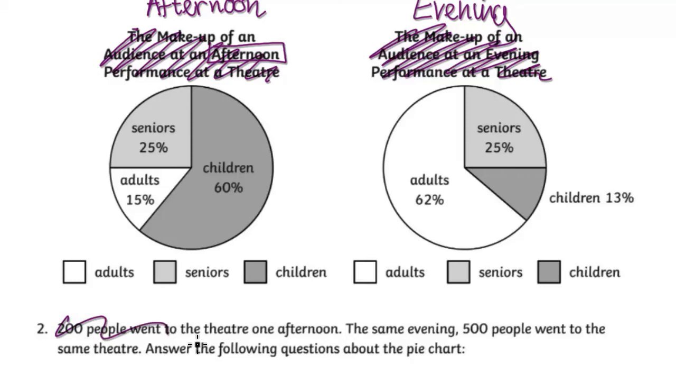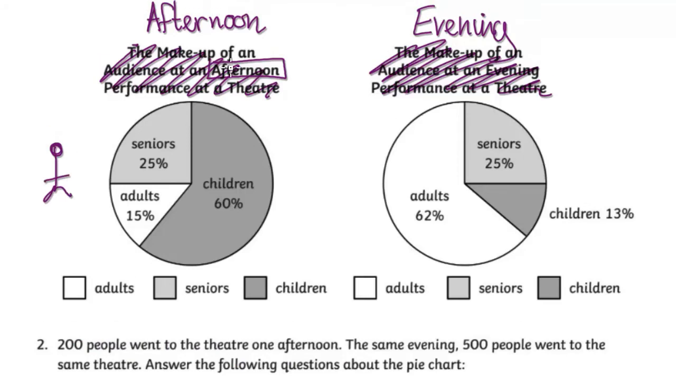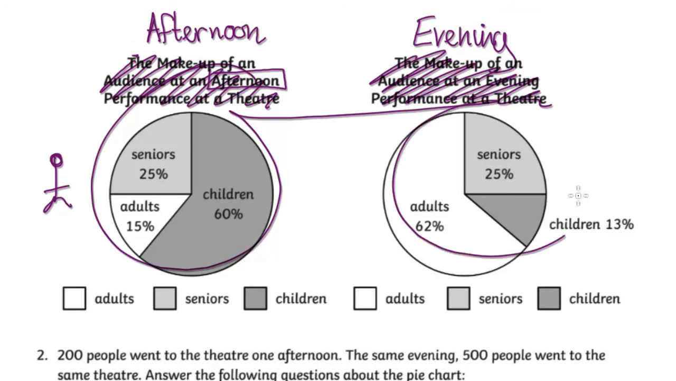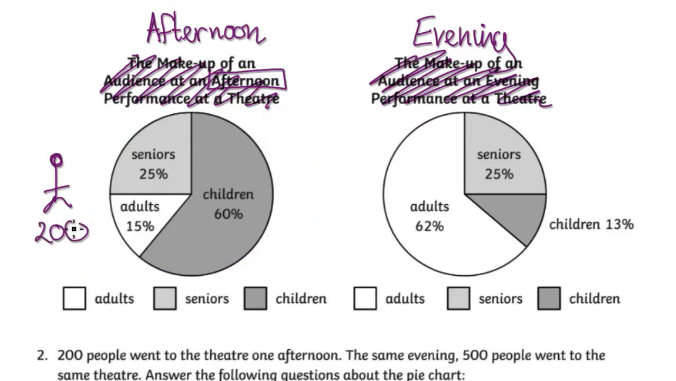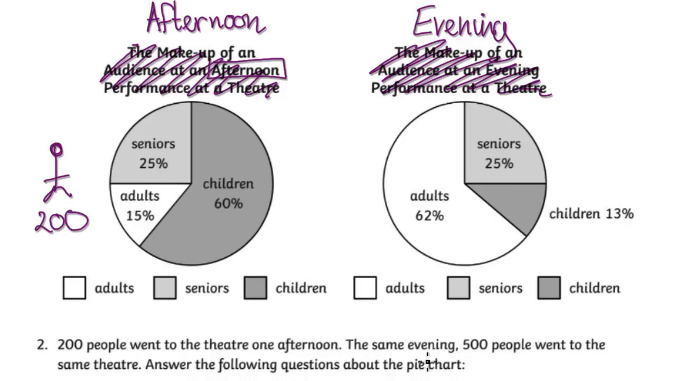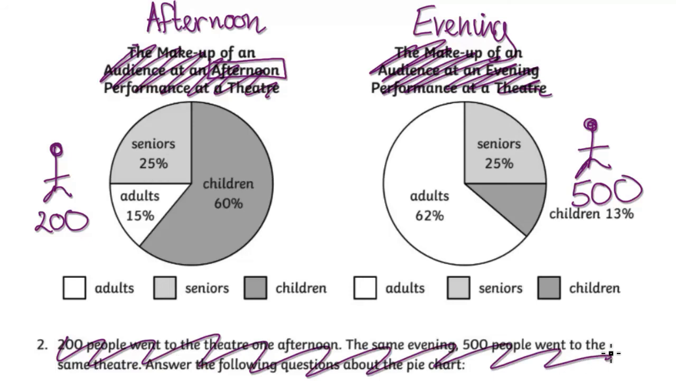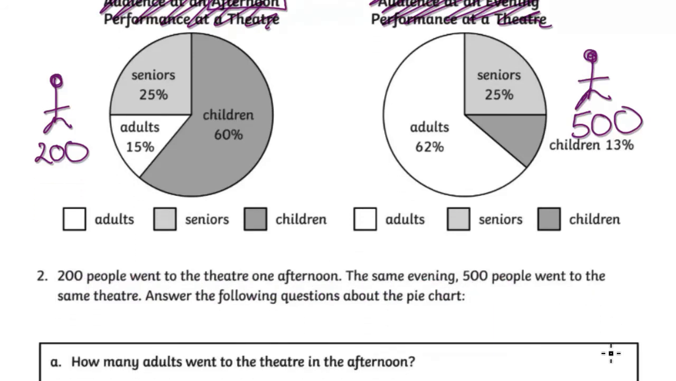So ignore this whole thing here and just imagine this as being, well, here you've got afternoon and here you've got evening, and it's talking about the afternoon, so you should be looking at this pie chart. So this is 200 people here, and then this bit here, the same evening. So what's important is evening and 500 people. So ignore everything here. Just imagine 500 people here, 500 people for the evening. So we can now ignore everything here, and now we are ready to answer the questions.